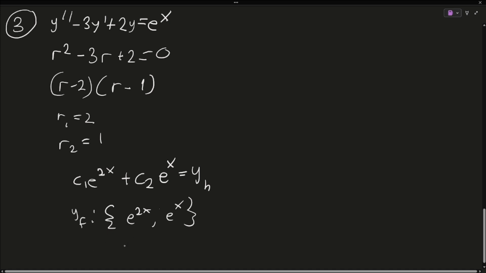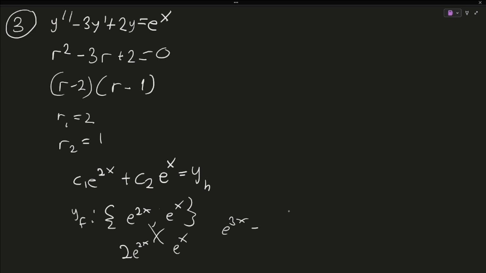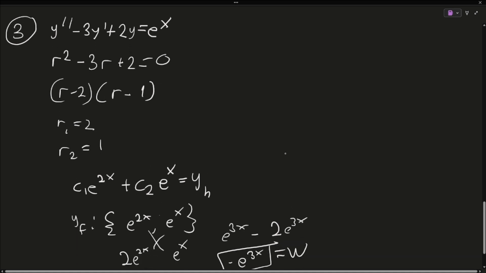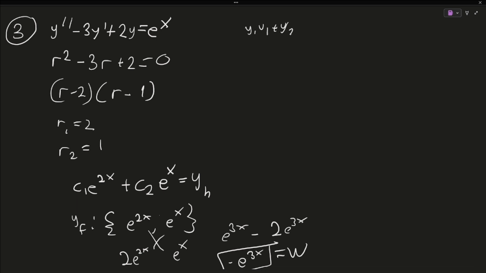So I want to find our Wronskian. So our Wronskian will be, we're going to have this. We're going to multiply e to the 3x minus 2e to the 3x, so our Wronskian ends up being minus e to the 3x, just like this, okay, equals the Wronskian. Now that we have that, we can go ahead and find our u1 and u2, and then get y1 u1 plus y2 u2 equals y particular, and y particular plus y homogeneous is y general.